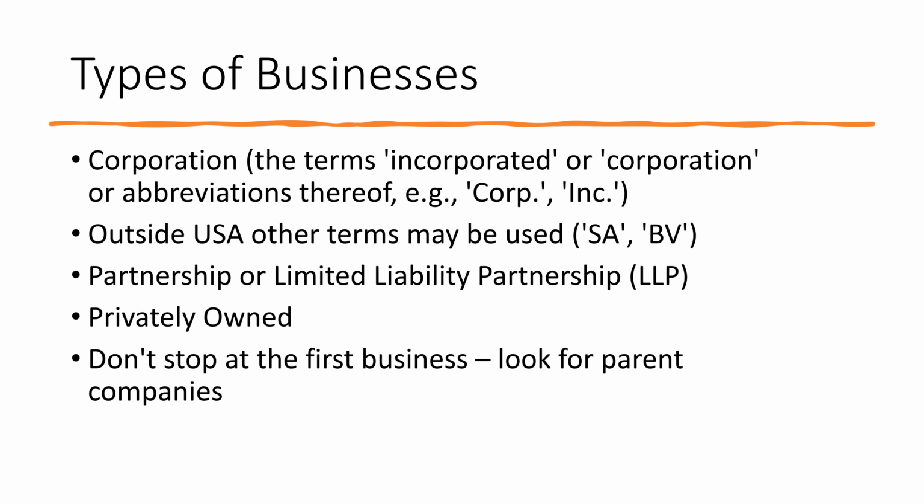A business can be a corporation. That will typically have the term incorporated or corporation in its name, or some abbreviation of that. Outside of the US, corporations may have the letters SA, BV, or other indicators in their name. In addition to corporations, there are partnerships and a special form of partnership called a limited liability partnership, or LLP. And then the third fundamental type of business is a privately owned business.